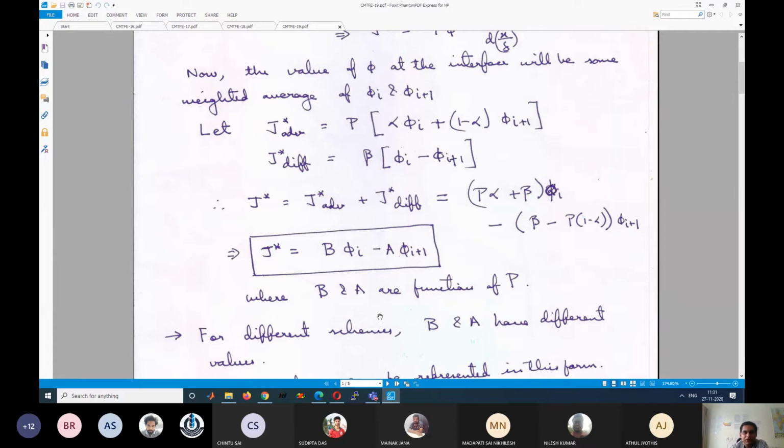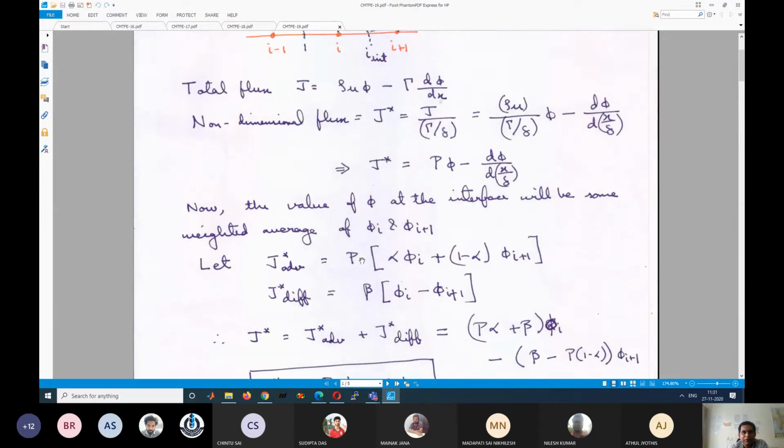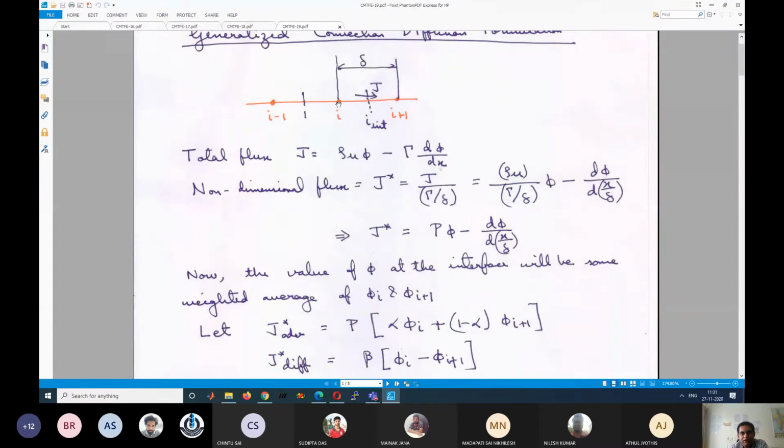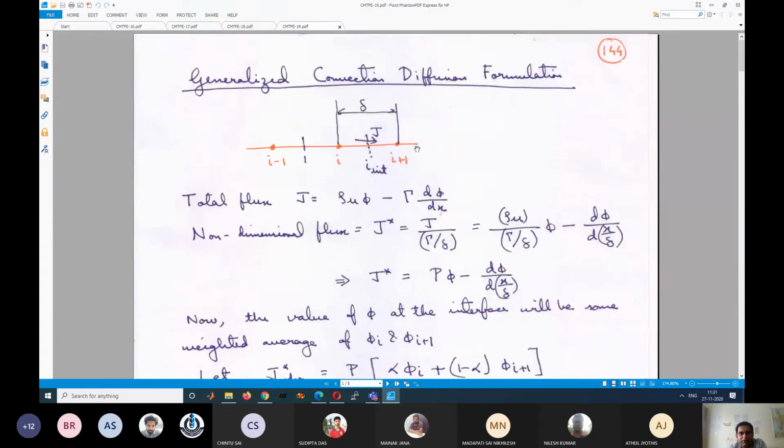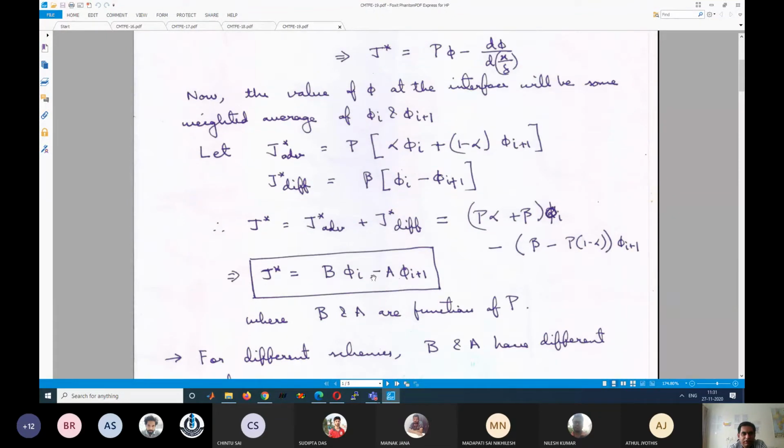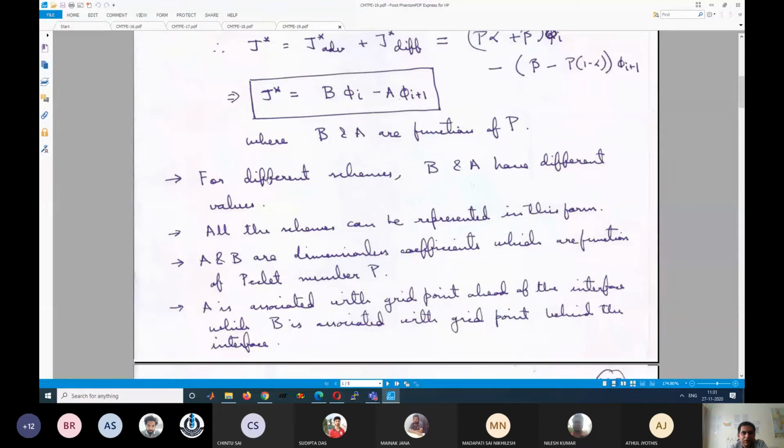on the Peclet number. So for example, if the Peclet number is very high, B should have more weightage, meaning a very high positive value, because this grid point value should dominate the interface value. Similarly, if the Peclet number is very high in the negative direction, A should have more weightage, because this grid point value should dominate. And this is true for all the schemes except the central difference scheme, where these have equal weightages, right? But for different schemes, B and A have different values. I have just summarized what I have told you.